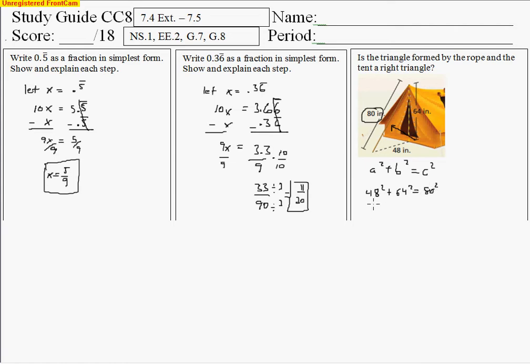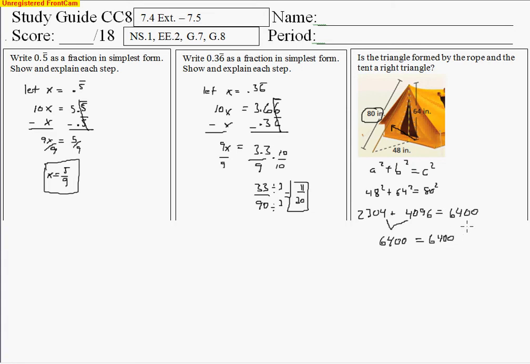When I do the work, I square 48, 64, and 80. When I square 48, I end up getting 2,304. I square 64, and I get 4,096. And I square 80, well, 8 times 8 is 64, so I'll add 2 zeros to the end of that, and that's what I end up getting. Now when I add these two numbers together, hey, I end up getting that exact number, 6,400, and on this side I have the same exact answer.